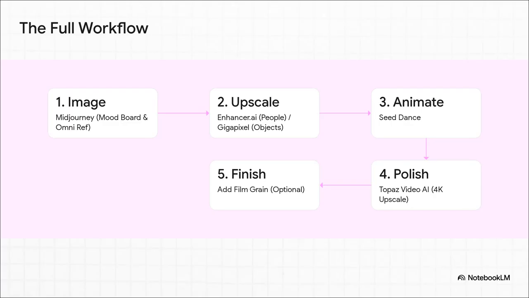So let's recap the whole toolchain one last time. We start with Midjourney for the images, using a specialized upscaler like Enhancer.ai or Gigapixel for that critical detail. Then we animate with Seedance. Give it the 4K polish with Topaz Video AI, and add a final touch of film grain to bring it all together. Each tool is the best at its one specific job, and that creates a final result that no single all-in-one tool could ever hope to match.